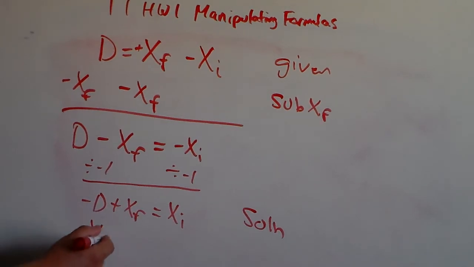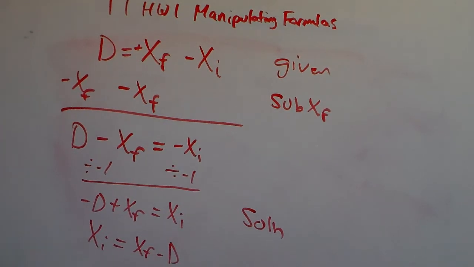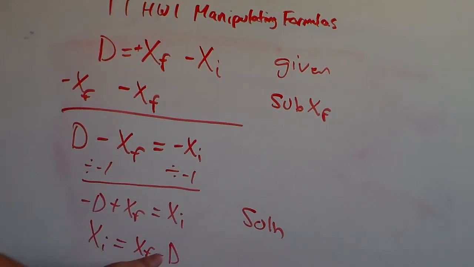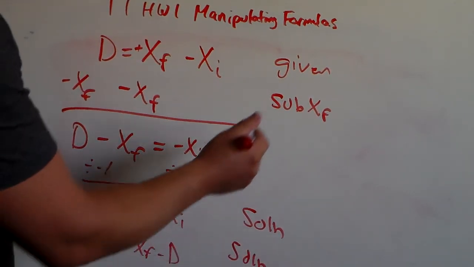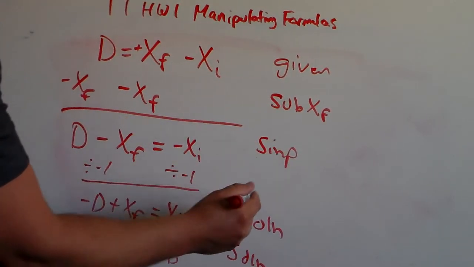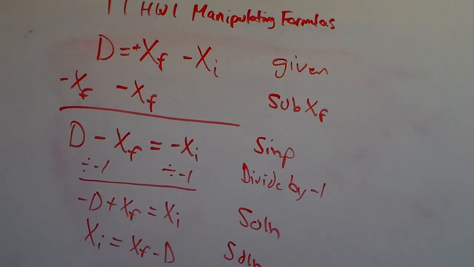I'm going to rewrite it to make it pretty. So xi equals xf minus d. That's just a commutative property like we talked about. You could flip-flop the two terms, the order of the two terms. I just like to have a positive in the beginning. So that's our solution. So go through the steps. We got our given, subtracted xf from both sides, simplify, then we divide by negative 1 to both sides of the equation, and we get ourselves the solution. So that's the solution for number 6. B as in boy. Next up, you're going to do problem number 7 on your own, but we're going to do problem number 8 together.